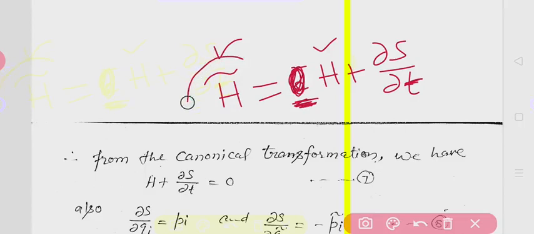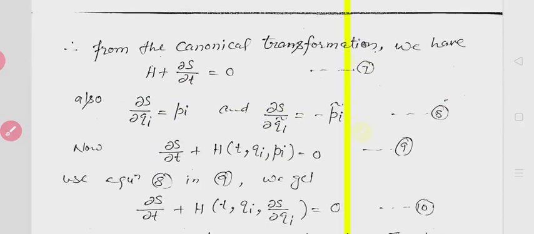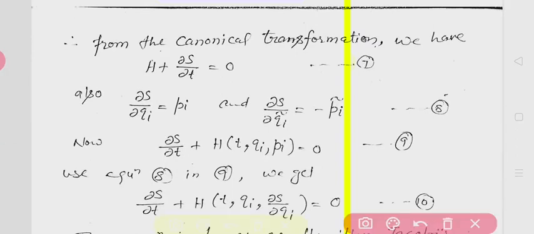But we take the Hamiltonian system for which H tilde is 0. If H tilde is 0, then according to our assumption, H plus curl S over curl T will be equal to 0. If we use this and also the other free canonical transformation equations, curl S over curl Qi was C pi, so C is 1, that will be equal to Pi, and curl S over curl Qi tilde will be equal to minus Pi tilde. So what does it mean? That means curl S over curl T plus the function of T, Qi, Pi is equal to 0.